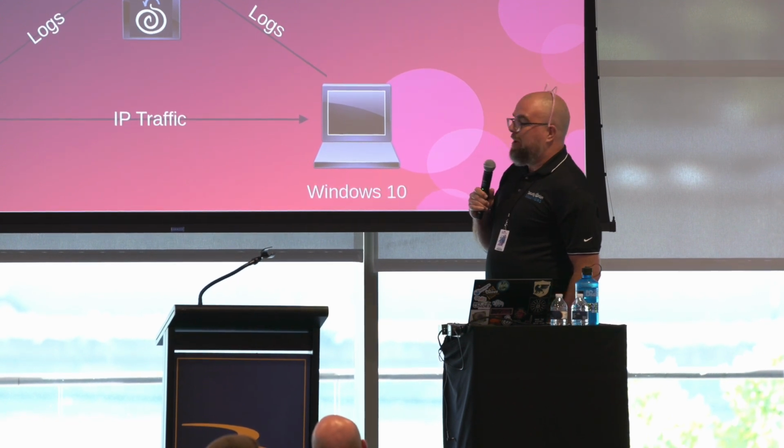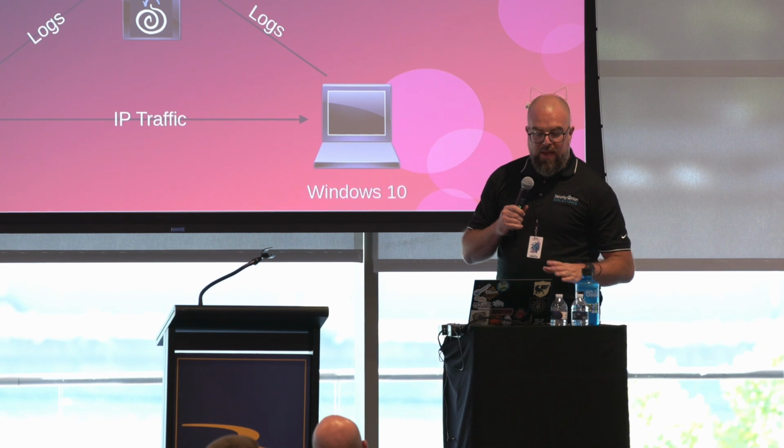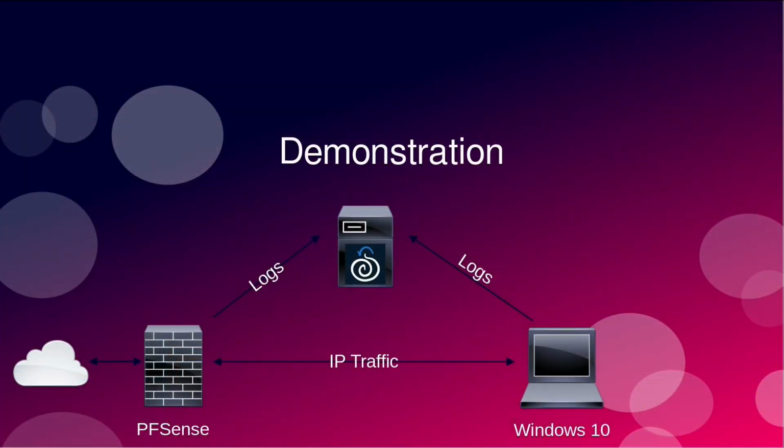Time for a demo. This is pre-recorded, so I won't have that nightmare where all of my VMs crash at the same time. Once was enough. The demo environment that I'm using is very, very simple. We've got a Windows 10 VM, a pfSense firewall. Traffic from the Windows box is going out through the pfSense firewall.